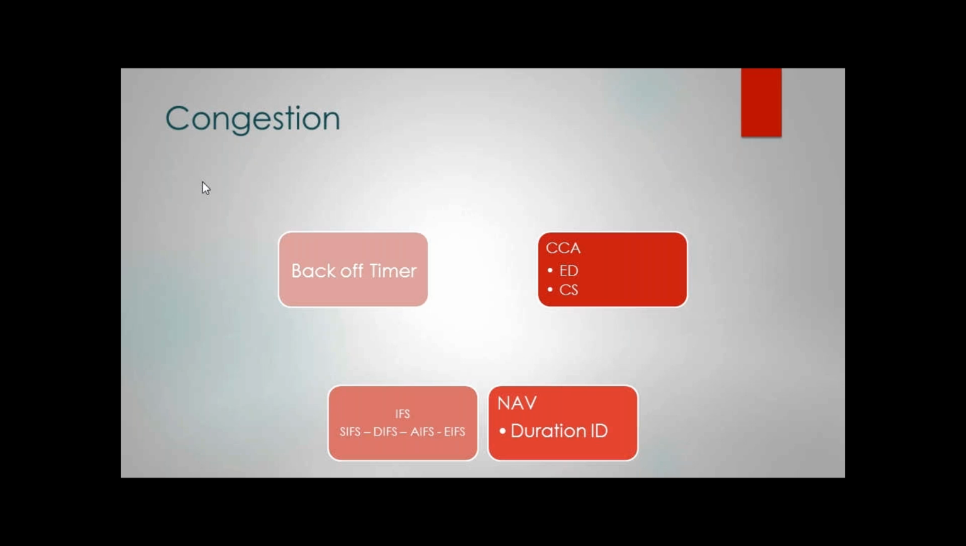Once all of these are done, I mean, I'm not sensing any energy in the air, I'm done counting down the duration ID, I waited for the interframe space, and I counted down the backoff timer. If all of these are okay, if the answer is okay, you are able to do so, then you can transmit until that part of the communication.